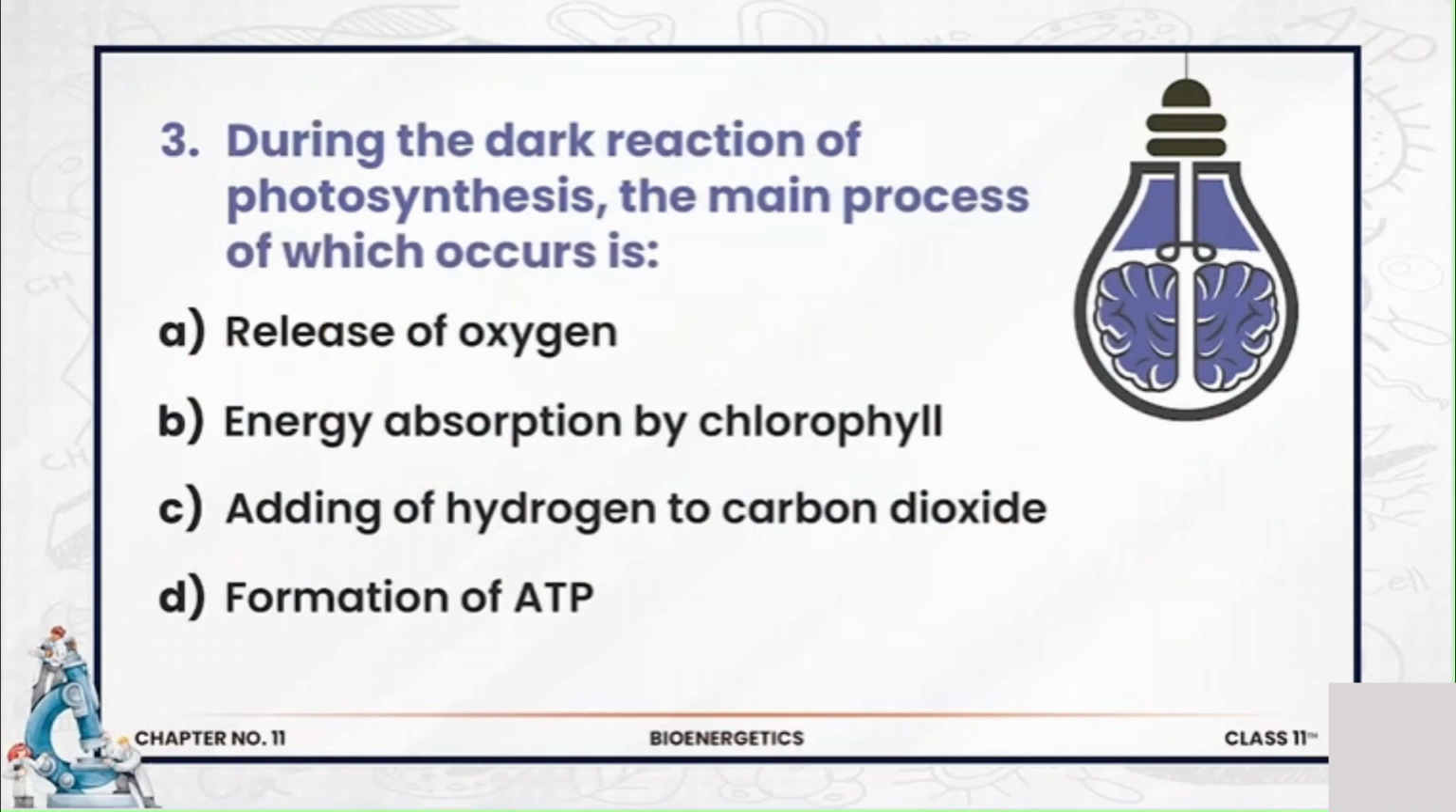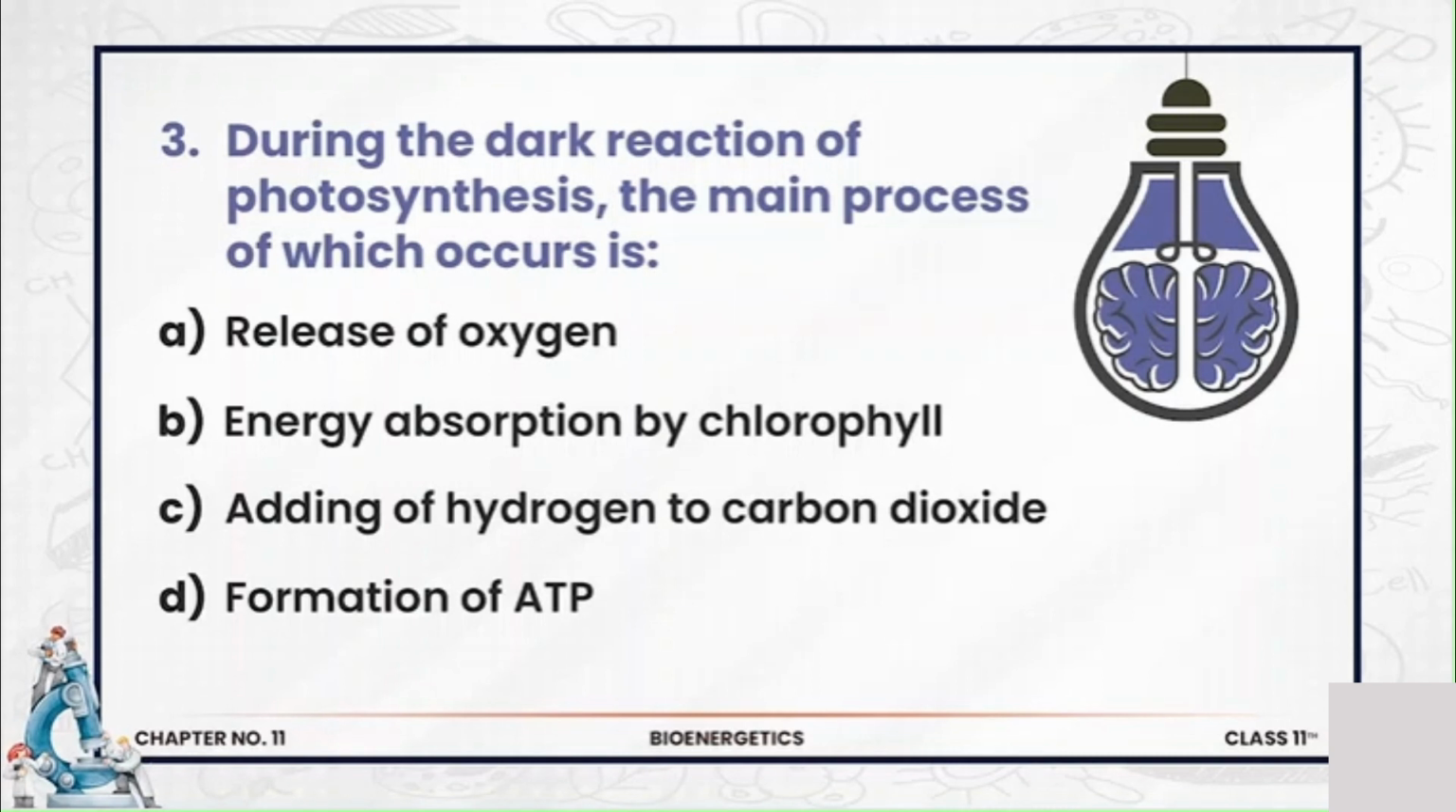MCQ number 3, it says, during the dark reactions of photosynthesis, the main process which occurs is, तो dark reaction में जो main process वो क्या होगा? Alpha option, release of oxygen. Beta option, energy absorption by chlorophyll. Charlie option, addition of hydrogen to carbon dioxide. And delta option is formation of ATP.